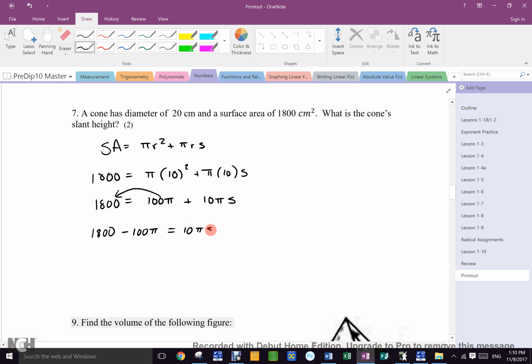Equals 10 pi s. How do I get rid of the 10 pi? What divides by 10 pi? Everything. Now, this doesn't get any simpler, but this is 10 pi, equals s. We have pi pi. Pen pineapple, apple pen. Oh, 1800 over pi pi. I was like, I didn't do that. That's some complex math there.